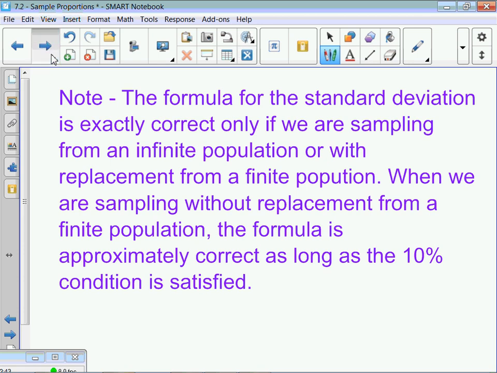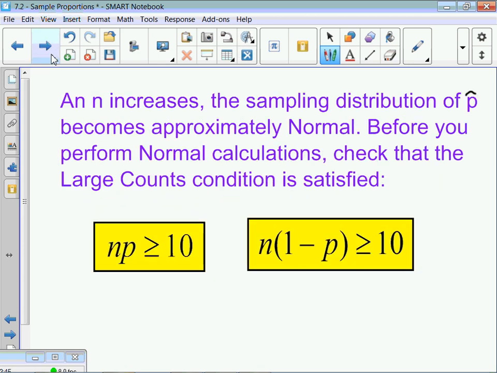Okay? And of course, we have what's called large counts. So 10% condition goes with standard deviation. Large counts shows us something is normal. So if you're going to use normal calculations, you have to check large counts. n times p greater than or equal to 10, n times 1 minus p greater than or equal to 10. Tells us if it's normal.